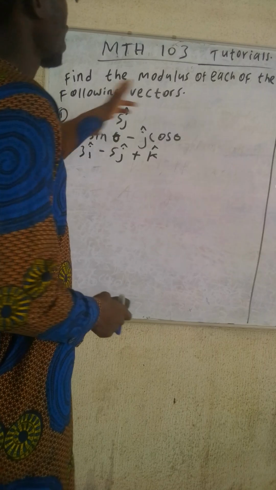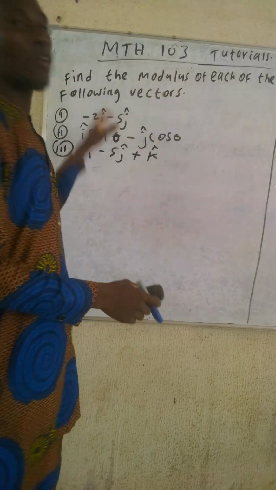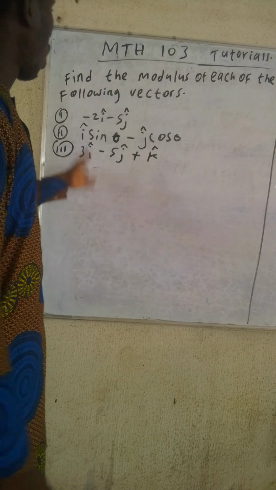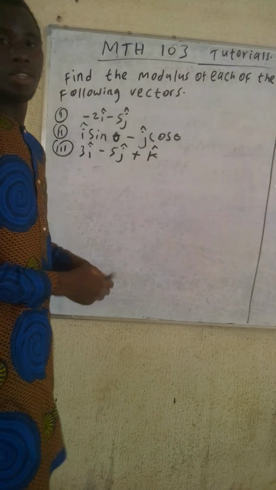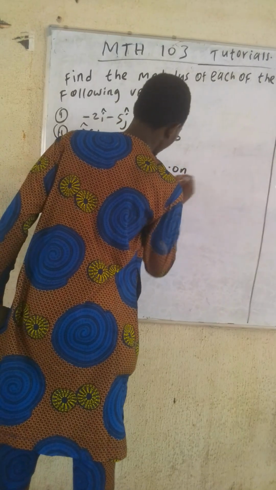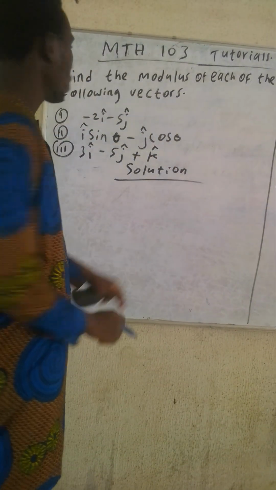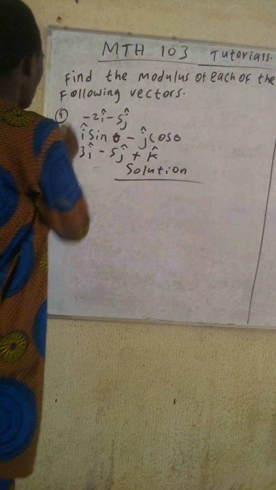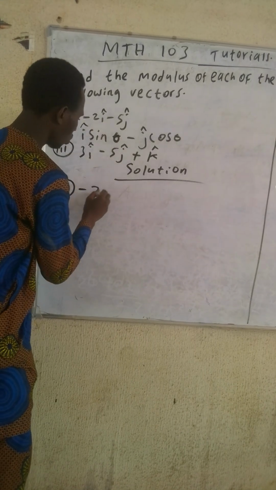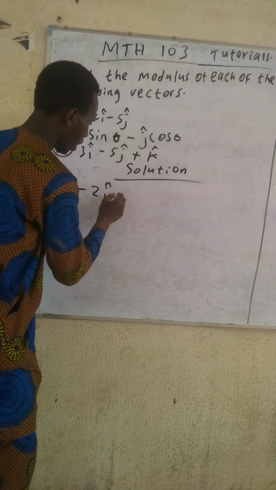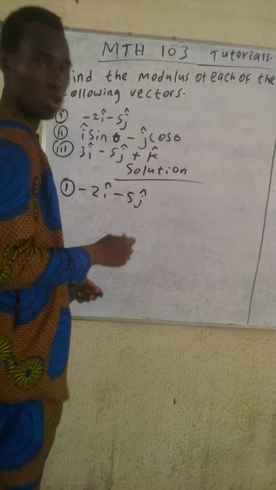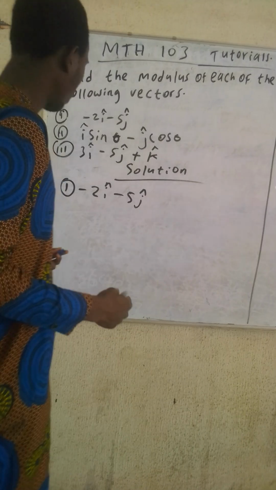It says, find the modulus of each of the following vectors. So we are going to find the modulus of all these vectors. Are you getting me now? Solution. We are starting with Roman numeral 1. So let's start with this: minus 2i vector minus 5j vector. So let's go right ahead to find the modulus.